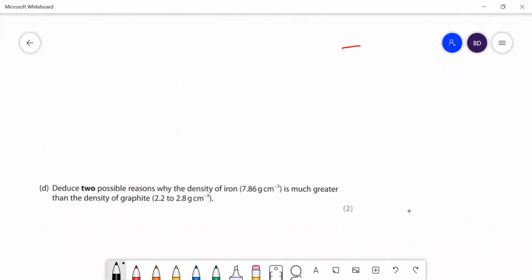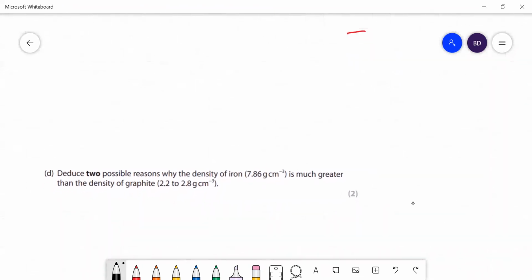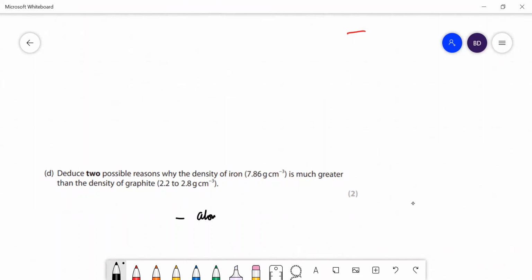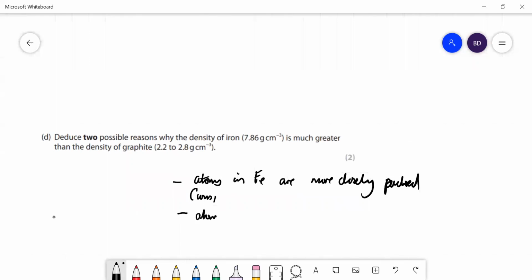Give 2 possible reasons why the density of iron is much greater than the density of graphite. So one, I would say that the atoms in iron, or the ions actually, are more closely packed than they are in graphite. And the second reason, I would say, is that the atoms themselves in iron are heavier, more dense than the carbon atoms. So it's the density of the atoms themselves and also the way that they're packed.